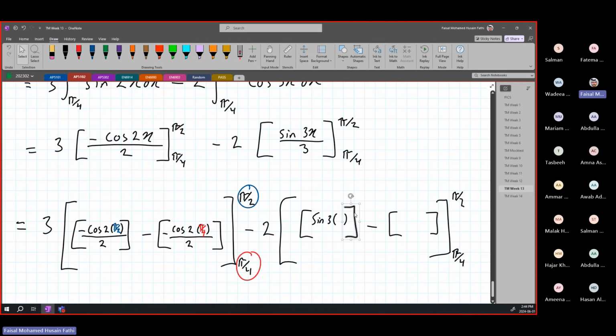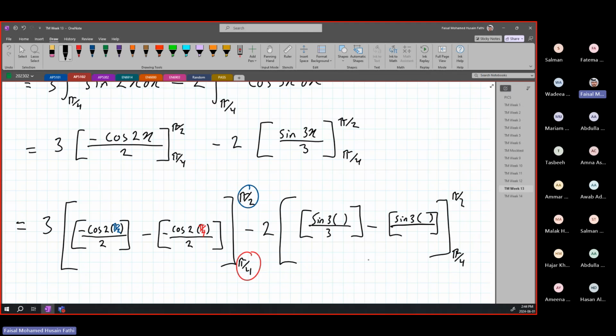Make this a bit bigger. We have space. Over 3. And then the same thing, sine 3 times x over 3. All right? It's just the integration that we did. We're plugging it in, but we're keeping the x value open so we can plug in our ranges, which is pi over 2 and pi over 4.